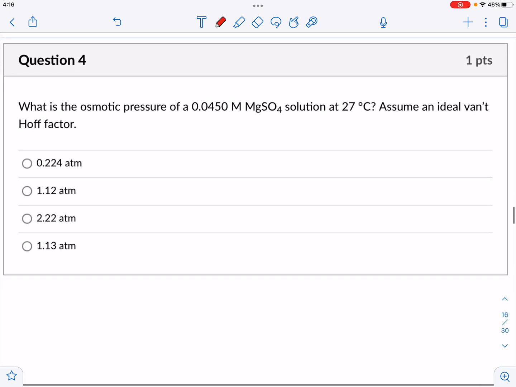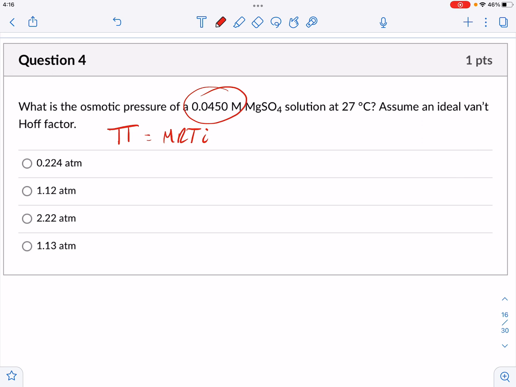What is the osmotic pressure of 0.0450 molar magnesium sulfate solution at 27 degrees, assuming a van't Hoff factor? So what is the osmotic pressure? Osmotic pressure is equal to MRTi. Do we have the molarity? Yes, it's here. Do we have R? Well, this is pressure, so R is equal to 0.08206. Do we have the temperature? Yes, it's 27 degrees Celsius, which is 300 Kelvin.